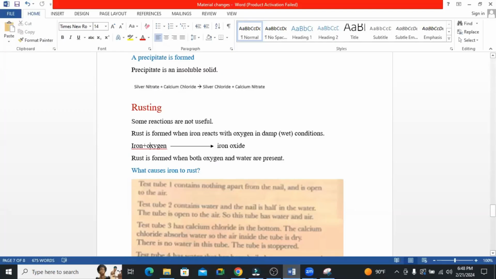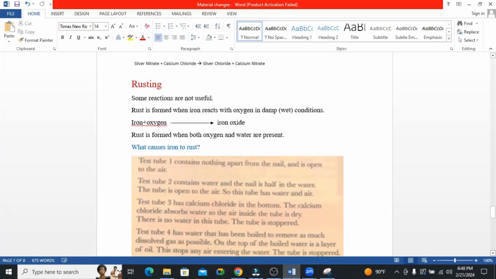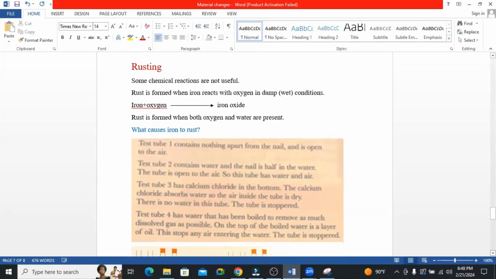Now, the new topic is rusting. Some chemical reactions are not useful. Rusting is that kind of chemical reaction without any usage. When something has rusted, we cannot use it anymore, so it is not a useful thing.